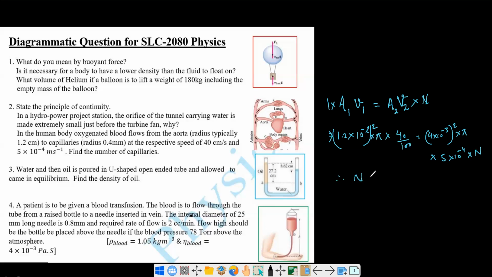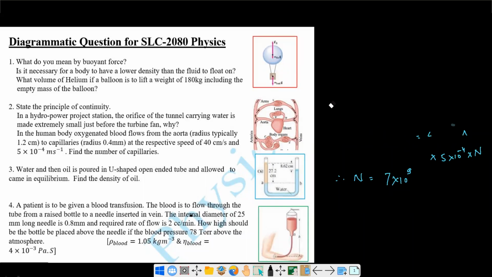I have calculated it for this one. This value is roughly in the order of this is power 4, this is power 6, and here power 10. If you just divide it by A1 V1, I believe it comes in the order of million. No, not billion. 10 to the power 9 is billion. So its value, which I have mentioned here, is in the order of 7 into 10 to the power 9. Such a huge number of capillaries take part in flowing the blood through our body, following the principle of continuity. Okay, now let me move on to another problem.